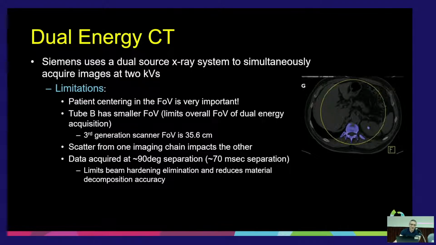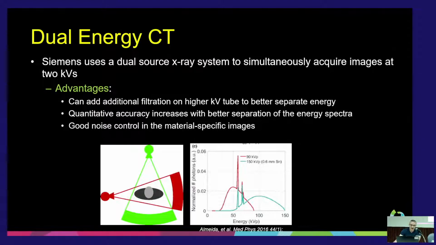All right, and then there is some effect because you have two tubes. You can get scatter from one going into the other, and the system is technically 90 degrees apart, a little less, a little more, but that means that when you're imaging this part of the body, it will take a rotation of 90 degrees before the second X-ray kV will image that same anatomical location.